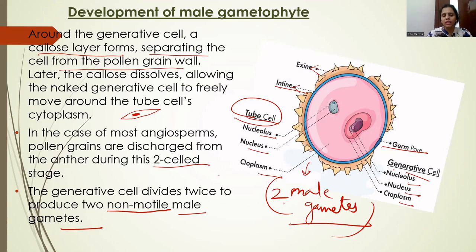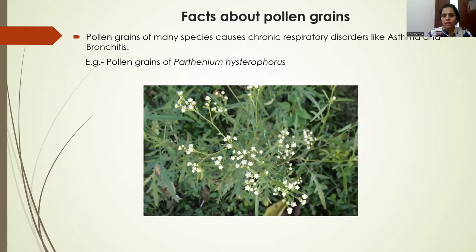Okay, so at that time this generative cell undergoes cell division and produces two male nuclei. So there are certain facts about pollen grains. Pollen grains of many species can cause chronic respiratory disorders in human beings like asthma and bronchitis. This is because some people are allergic to pollen grains, and if they inhale these pollen grains by mistake along with the air, the pollen grains cause bronchitis and asthma in them.